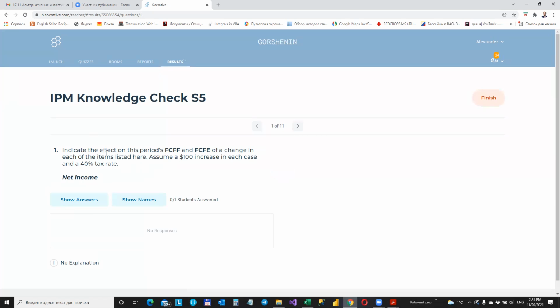Okay, we have the following situation. You should indicate the effect on the FCFF and FCFE of a change in each of the items that will be listed below. Assume there is a $100 increase in each case, and we have the tax rate of 30% applicable. So that means what is the effect on FCFF and FCFE if we increase net income by $100? In any format, please write your answers.